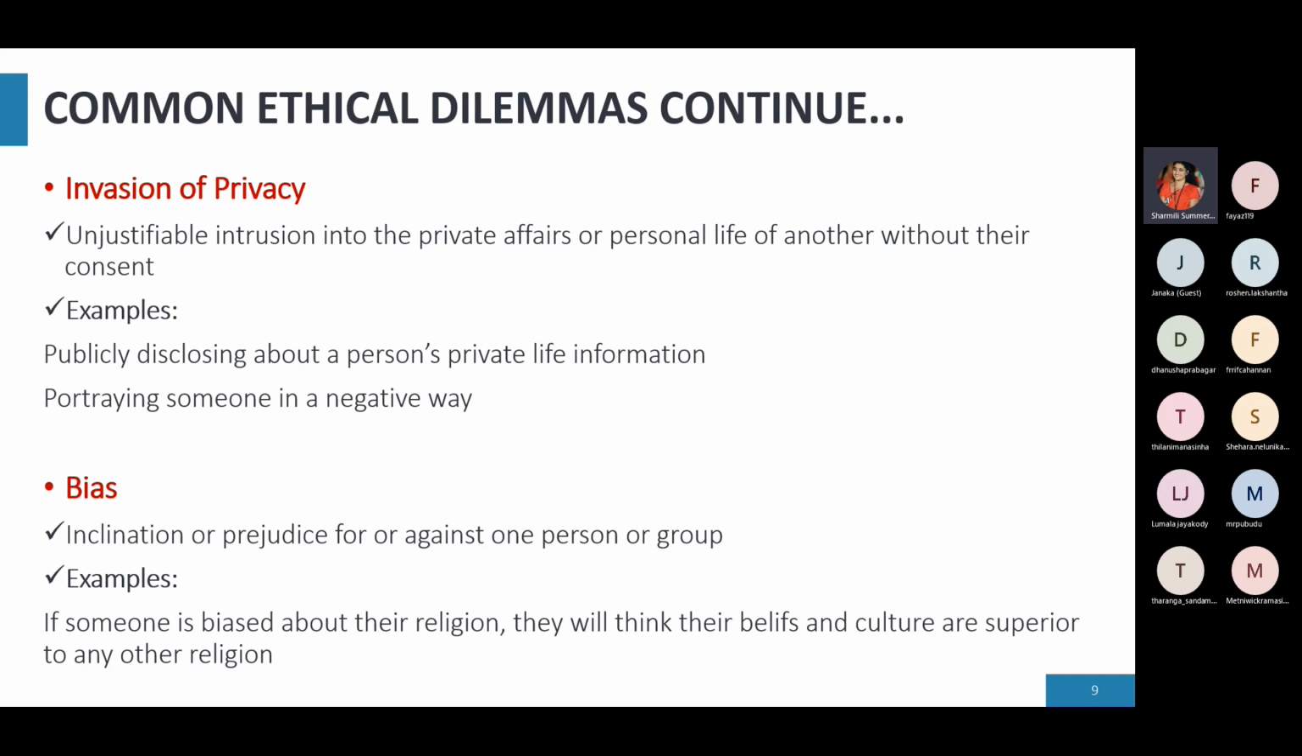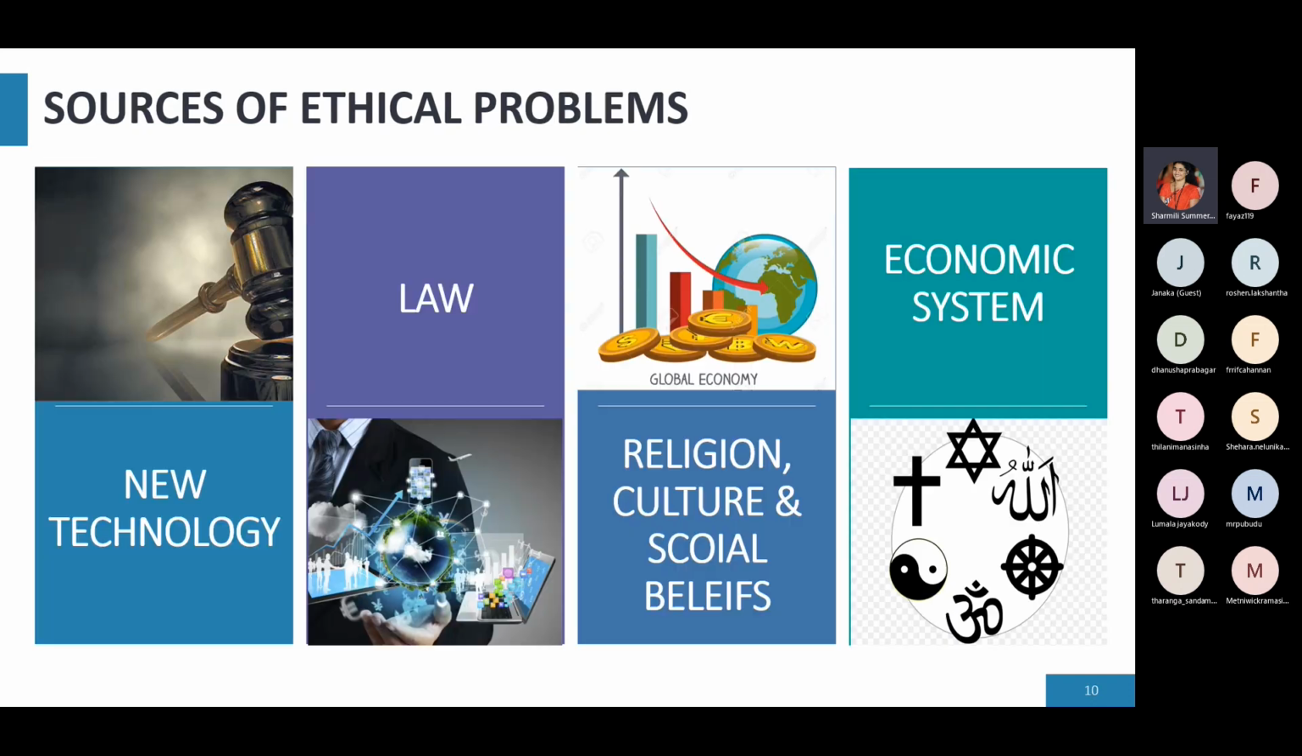Okay. So invasion of privacy, bias, anonymity, conflict of interest, plagiarism, commitment to accuracy, offensive content: these are the common ethical dilemmas we can encounter in workplaces. Here, these are some of the sources of ethical problems. Why are we having these ethical problems in our workplace?